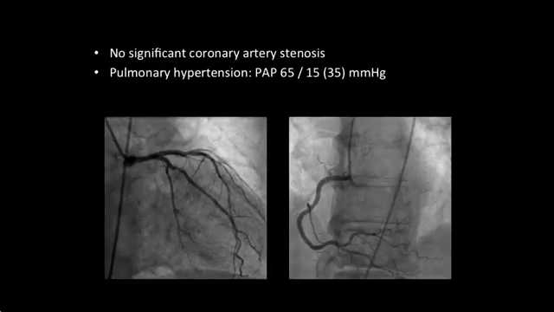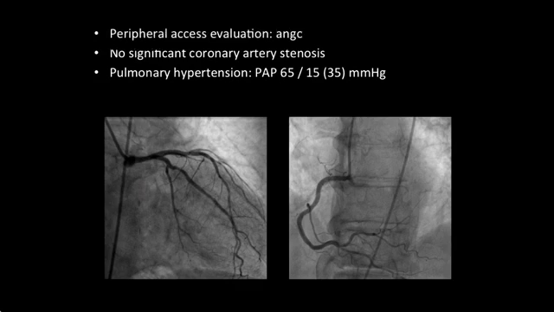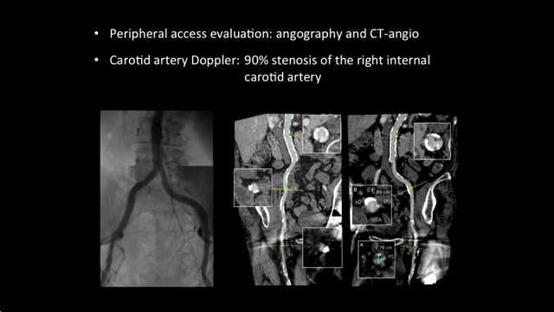The coronary angiogram showed non-obstructed coronary arteries with right heart catheterization confirming pulmonary hypertension. Regarding the peripheral vessels, an angiography of the aorta and iliac vessels showed unobstructed vessels with minor tortuosity, which was confirmed by CT angiography. However, a severe 90% stenosis of the right internal carotid artery was diagnosed by Doppler.